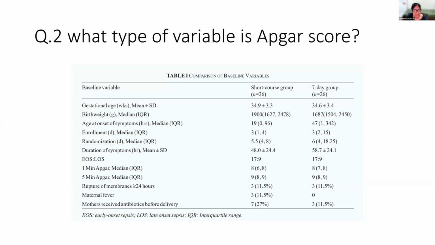The second question is from the same study, Table 1, baseline characteristics. What type of variable is Apgar score?